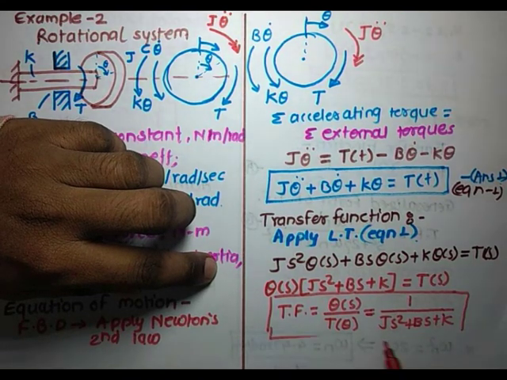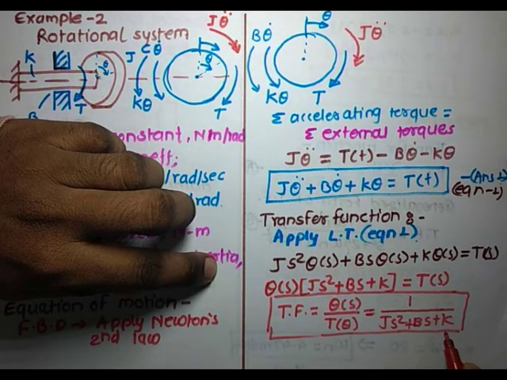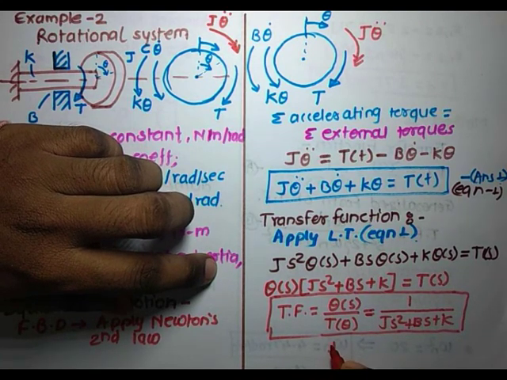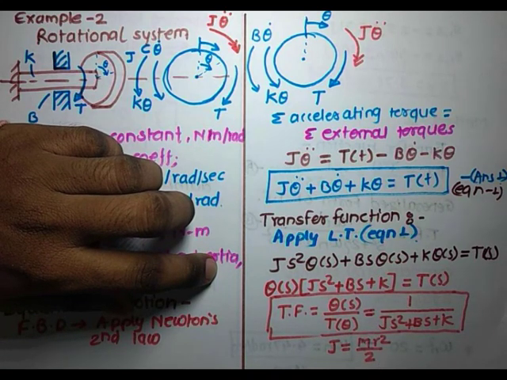If you know the values of J, B and K, we can plot the poles and zeros in the S plane and verify whether the given system is stable or not, where J is m r square by 2 for a circular disc about its axis. Its unit is kg meter square.